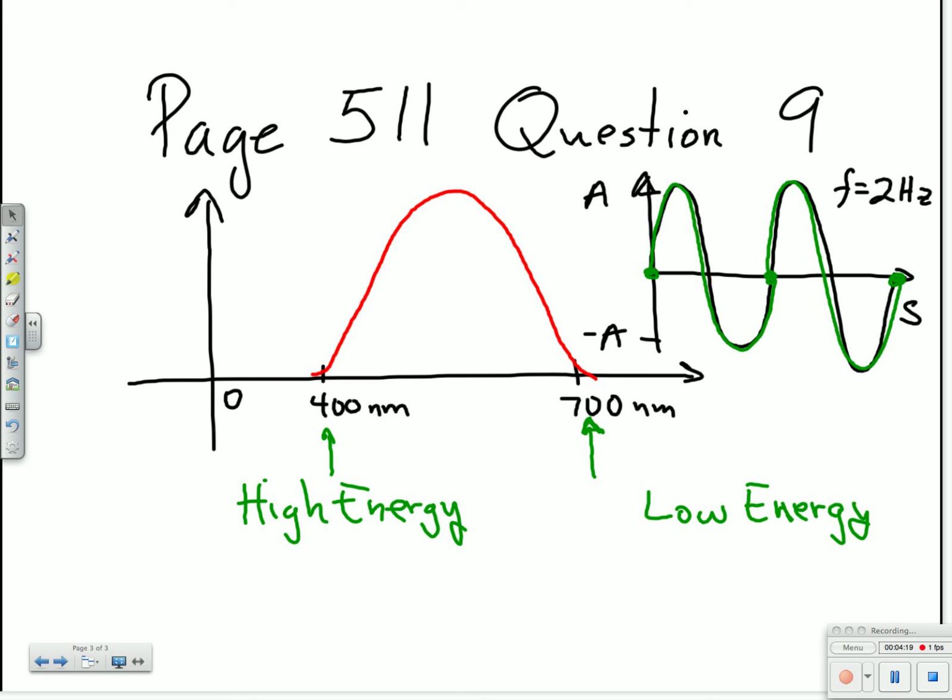There's an equation that corresponds to that, and that equation is energy is equal to Planck's constant times the frequency. So you see that the energy is directly proportional to the frequency. So the higher the frequency, the higher the energy. The higher the energy, the higher the frequency. And we have this proportionality constant here, and that's Planck's constant.